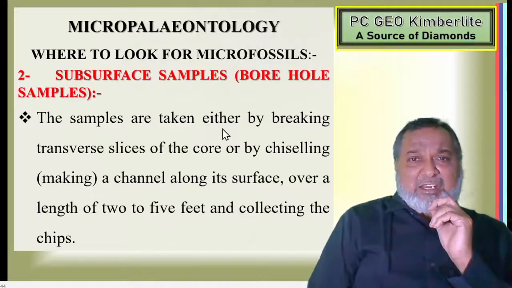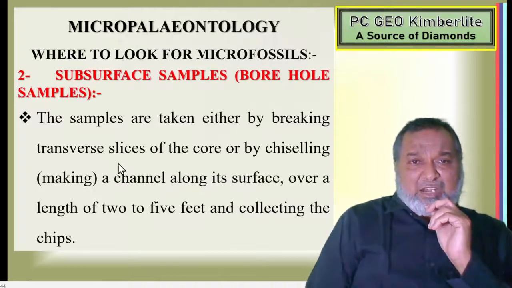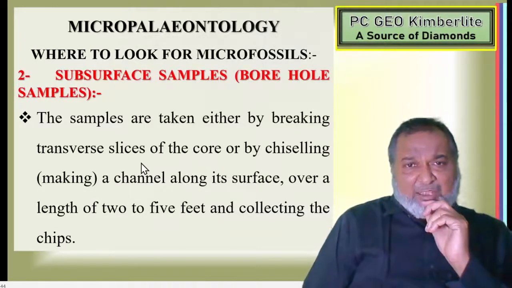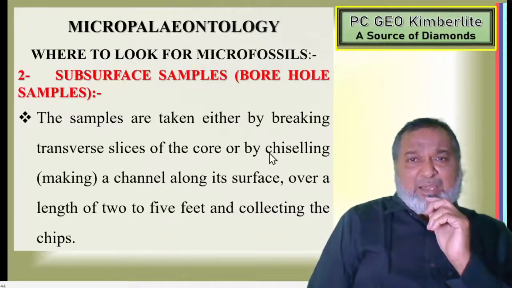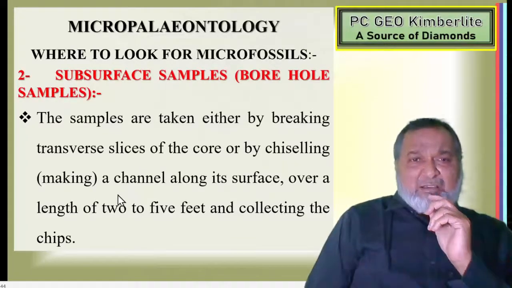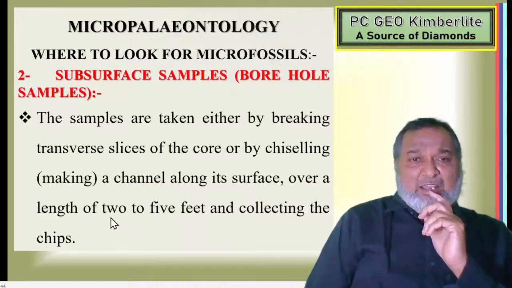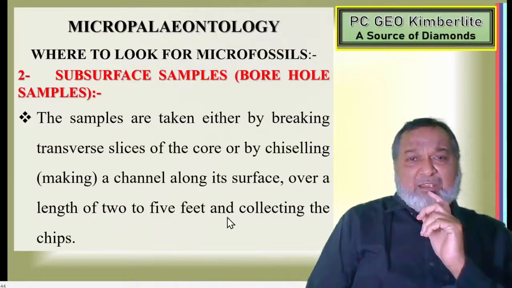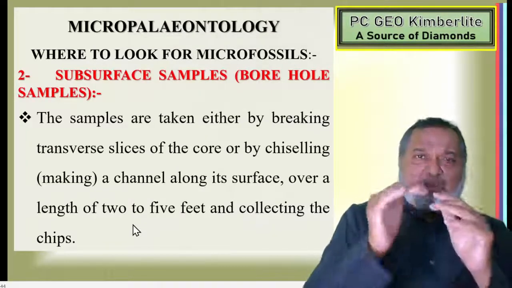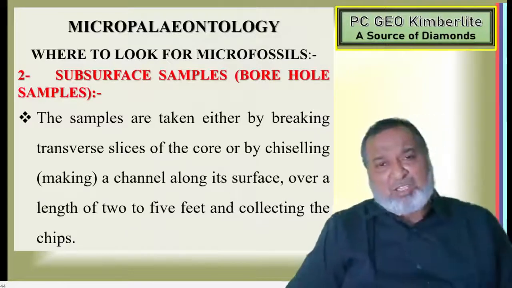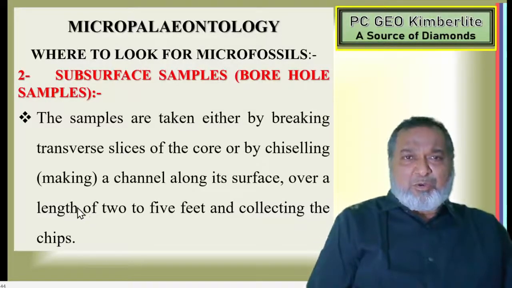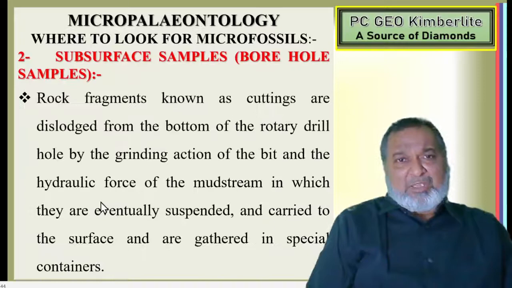The samples are taken either by breaking transverse slices of the core or by chiseling a channel along its surface over a length of 2 or 5 feet and collecting the chips. So vertically or horizontally, you have to take the small chips of that particular core sample, and you have to go on making the analysis.